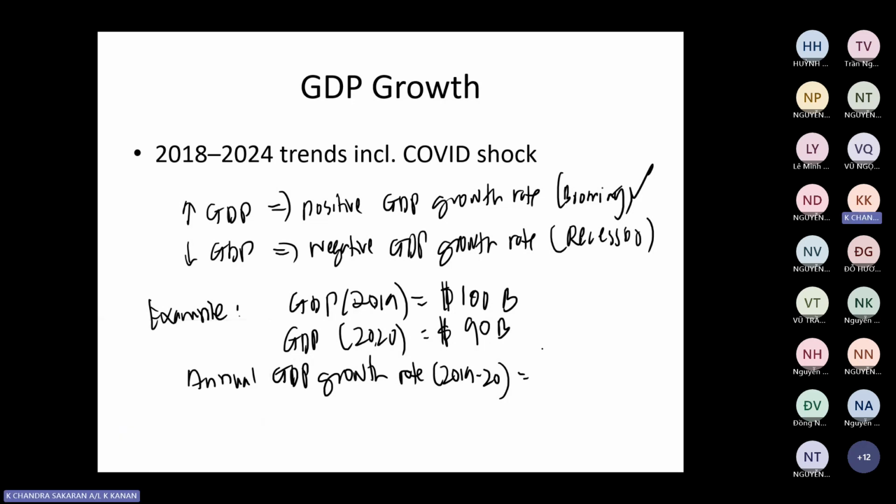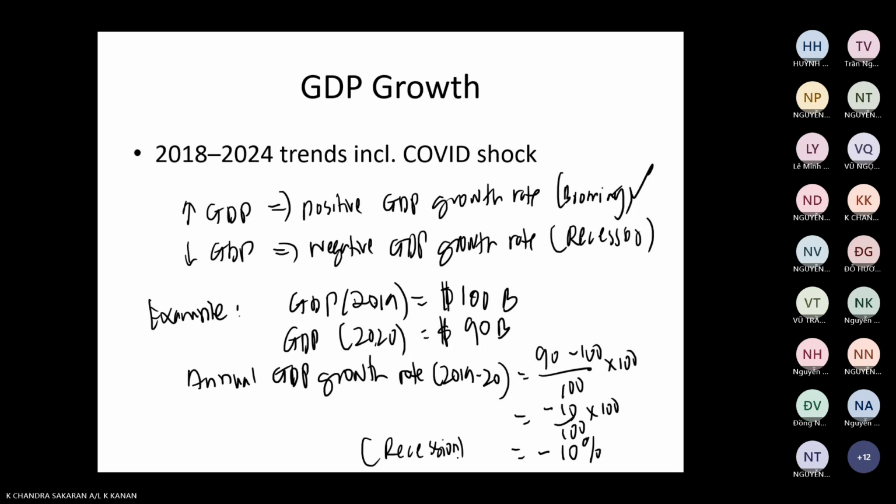So it will be what? 90 minus 100, divided by 100, times 100. So what do you get? Negative 10 over 100 times 100. The economy dropped by 10%, a negative growth of 10%. Normally, negative means recession. I'm just giving an example.